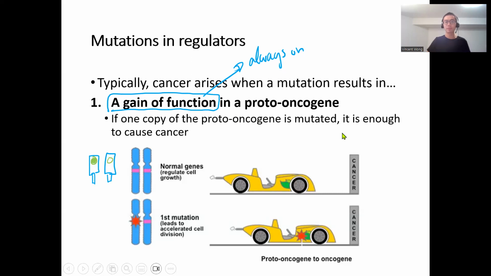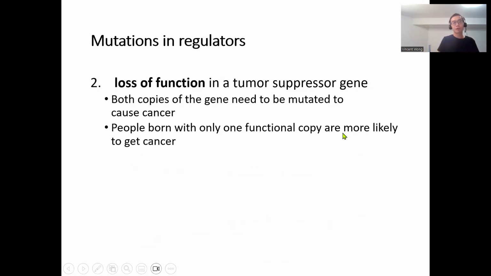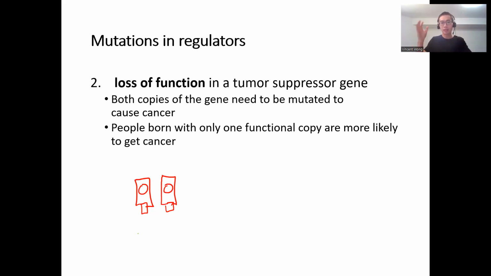And then you have uncontrolled cell division. On the other hand, for the tumor suppressor gene, it is called a loss of function mutation. Again, you have two genes for the tumor suppressor, because we have two sets of chromosomes, one from mom, one from dad. So you would have two red lights here. The red light turns on and off depending on whether you want to stop the cell from dividing or not. If you want a cell to stop dividing, you turn on the red light, so the cell doesn't divide.